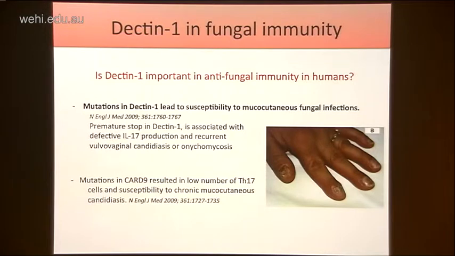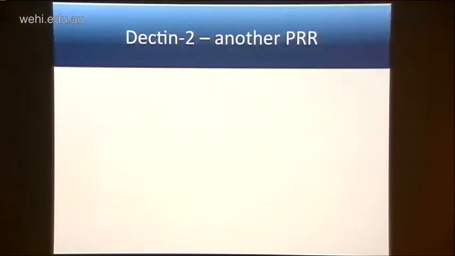So this doesn't prove the importance of Dectin-1. It just proves that downstream there's still the importance of CARD9 to protect against fungal infections. And now I'm going to switch to another lectin, and this is Dectin-2. And this is one of these life's little ironies and misnaming of proteins. You'd think that Dectin-1 and Dectin-2 are related, right? 1, 2 should be similar.